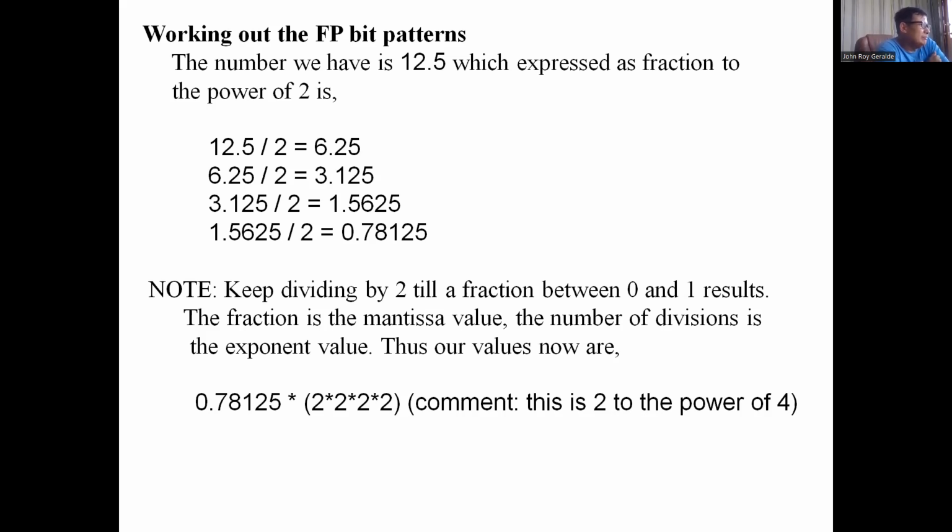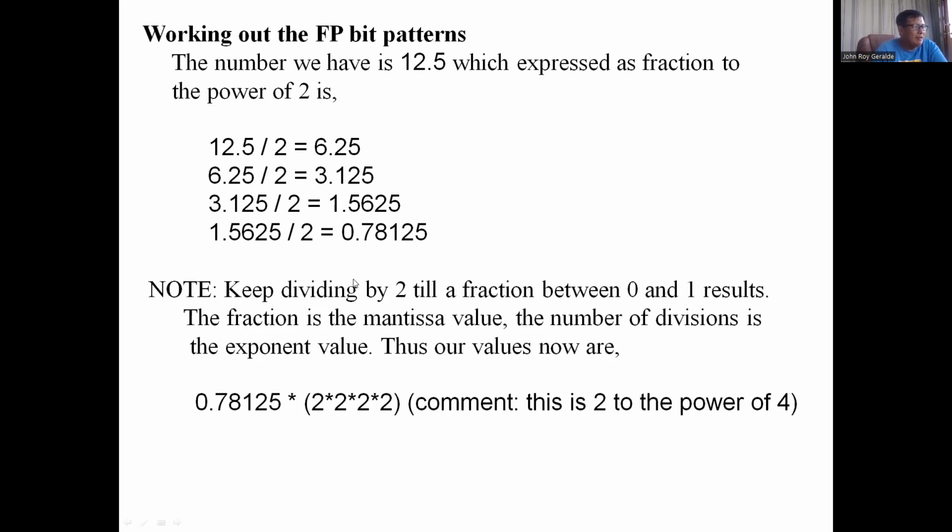To convert a decimal number into binary floating point, we continue dividing the number by 2 until the decimal part becomes 0. You follow? So for example, 12.5 divided by 2 is 6.25. 6.25 divided by 2 is 3.125. We continue dividing because it's a 3, not a 0 yet. 3.125 divided by 2 is 1.5625, so we divide again. 1.5625 divided by 2 is 0.78125. This is now a 0.